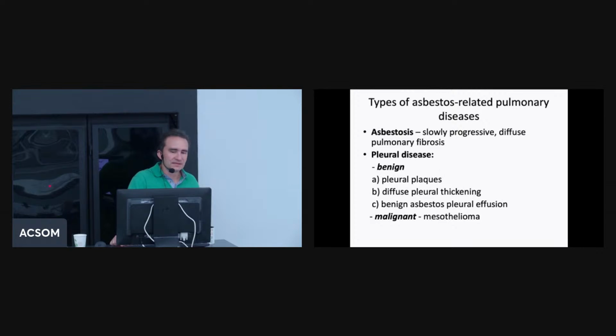It also can give pleural disease, which can be benign and present in different ways, like pleural plugs, as we've seen. It can give diffuse pleural thickening and benign asbestos pleural effusion. And it can be malignant, and everybody knows about mesothelioma, which is clearly associated to the asbestos exposure.